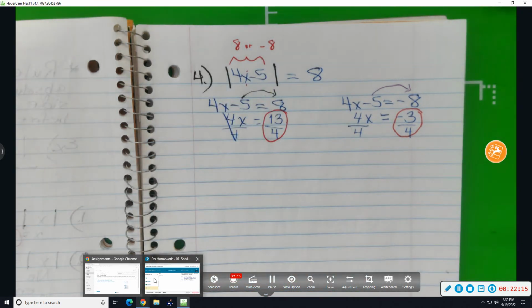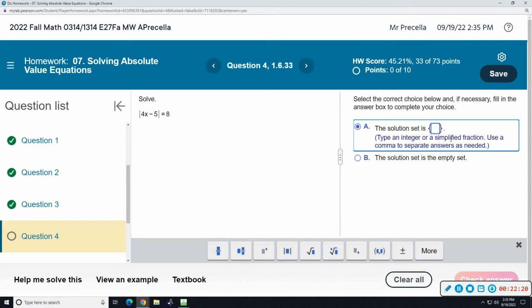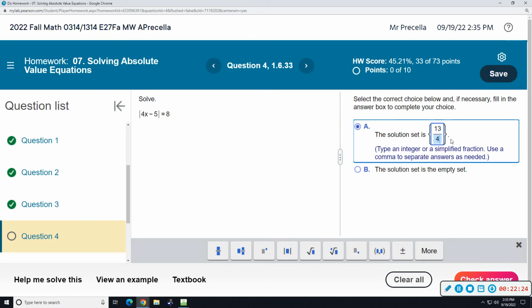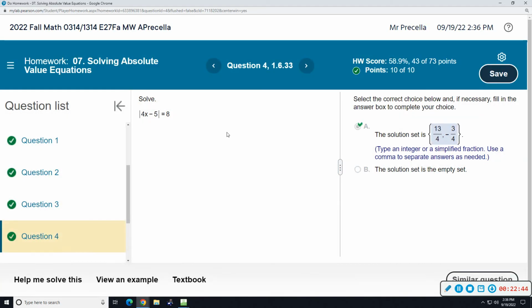So let me see. 13 over 4, then a comma. What's that other one? A negative 3 over 4. And I will check it. Any questions on that? We're flying right through these.